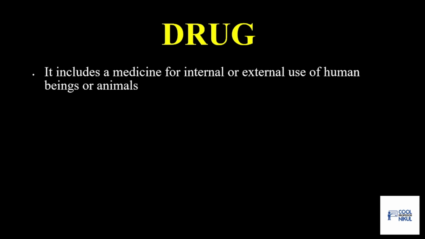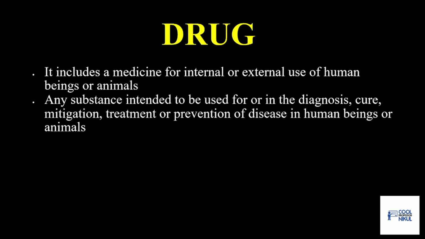Okay? Then is drug. This term is so familiar in the field of pharmacy that right from the first class of pharmacy we start learning what a drug actually is. Drug is the medicine for internal or external use of human beings or animals, or in other words, it is a substance intended to be used for the diagnosis, cure, mitigation, treatment or prevention of disease in human beings or animals.